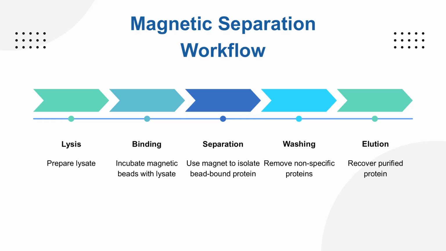A magnetic field is then applied, quickly pulling the bead-bound proteins to one side, allowing unbound materials to be removed easily. Washing follows to eliminate nonspecific binders and contaminants, improving the purity of the sample. Finally, the target protein is eluted by adding a buffer that breaks the bead-protein interaction, yielding a purified protein solution ready for use. This workflow is efficient and preserves protein functionality.